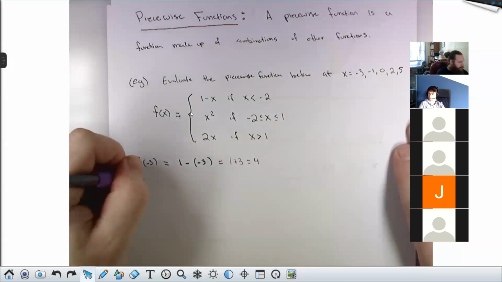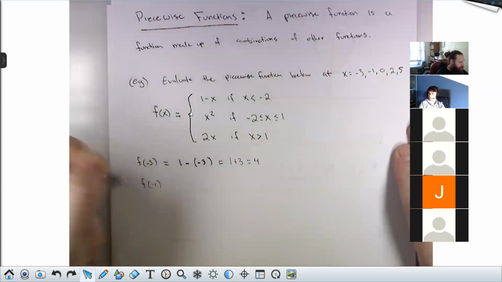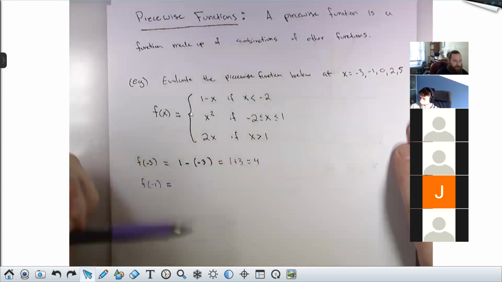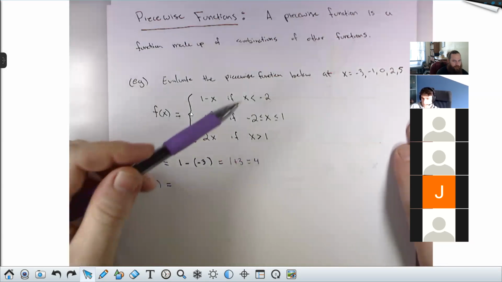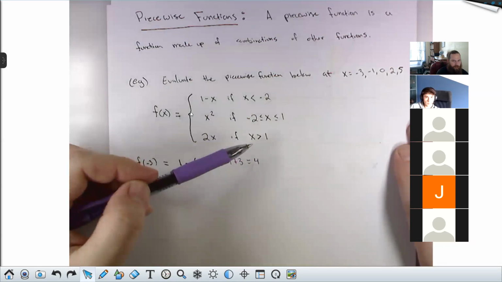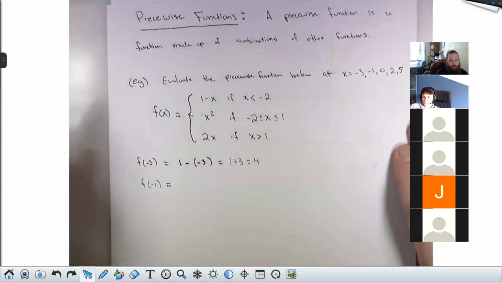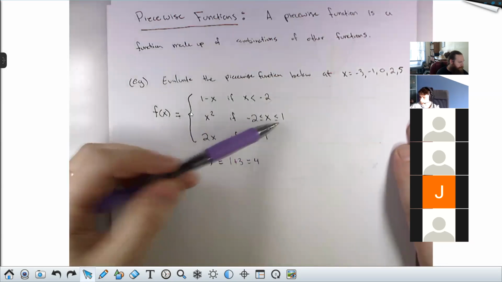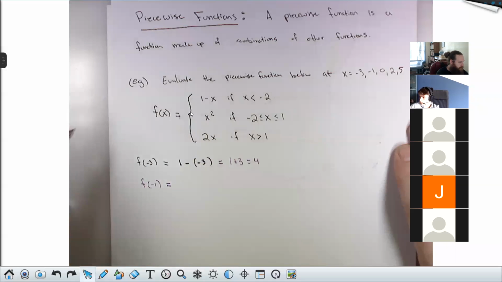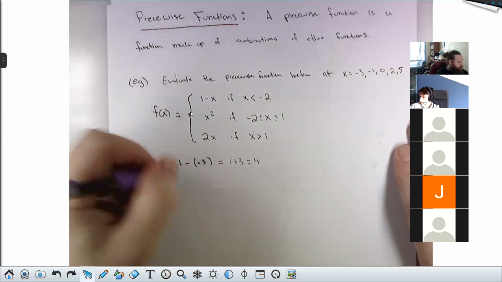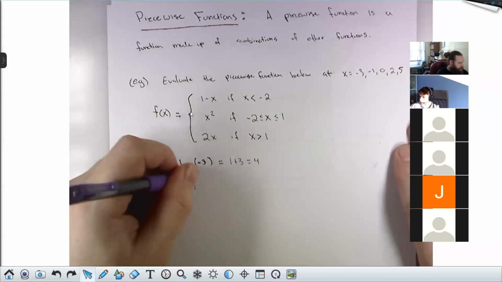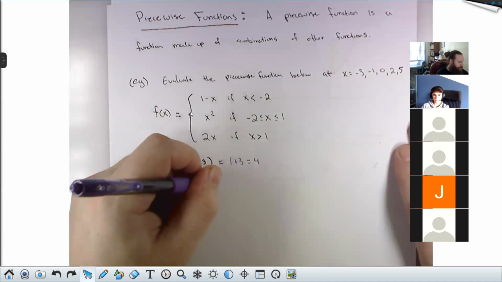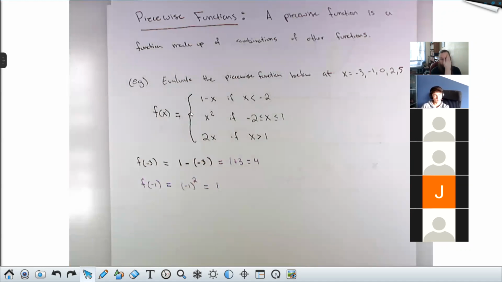Next, I was told to evaluate the function at -1. Which of these three categories does -1 fall into? Let's say the first category, the second category, or the third category. Second category. Excellent, yeah. -1 is between -2 and 1. So I'll use this guy, which means f of -1 is -1 squared. And the square of -1 is 1. So f of -1 here is 1.